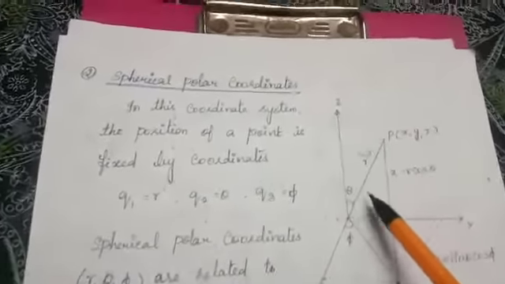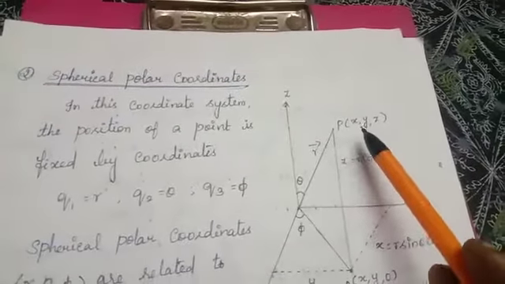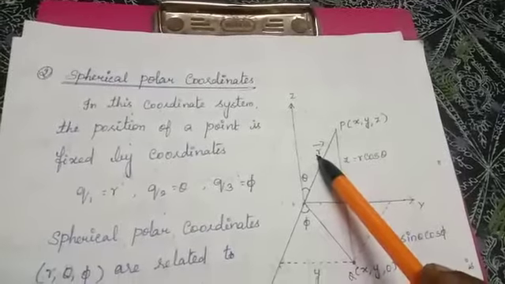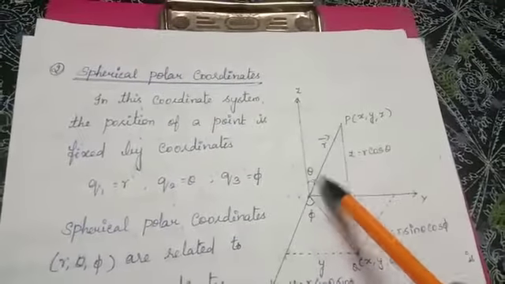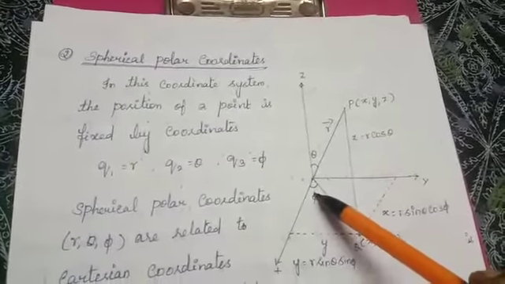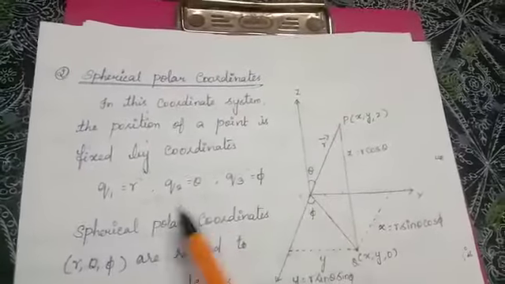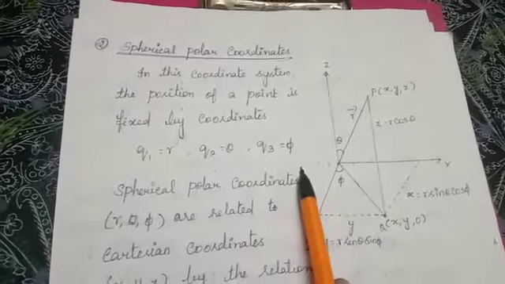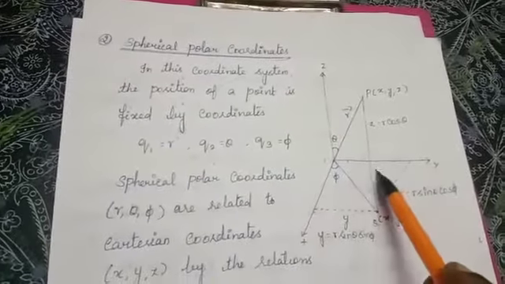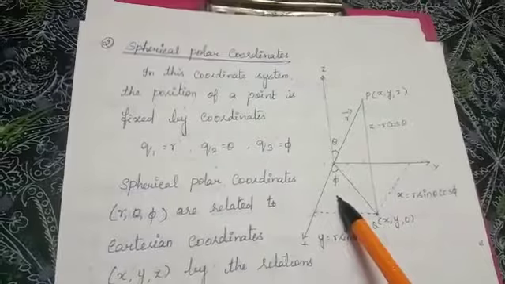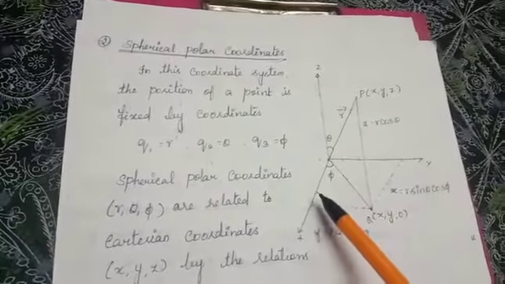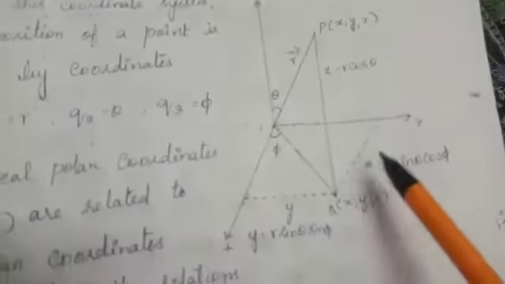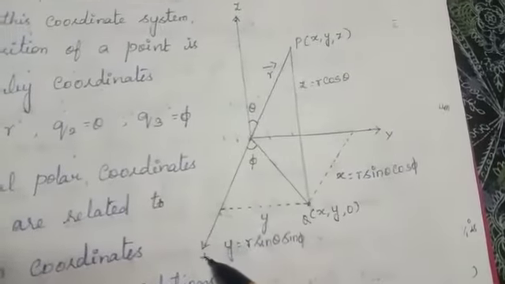So in this coordinate system, the position of a point is fixed by the coordinates q1 equal to r, q2 equal to theta and q3 equal to pi. So we all know well, q1, q2, q3 are the orthogonal curvilinear coordinates. So these spherical polar coordinates r, theta, pi are related to the Cartesian coordinates, that is x, y, z by these relations. So from this figure, so it is the x-axis.